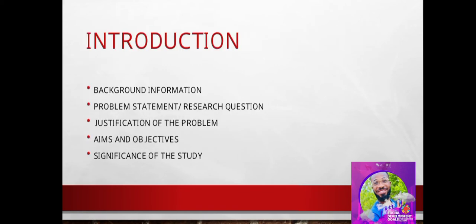Now, let's start with the introduction. The next thing is the introduction. After choosing your topic, you know your topic, you have done research about it, and the topic has been approved, you will start writing your project. The first step is your chapter one, which is usually the introduction. You have to give us an introduction to your project. Now, introduction always contains background information.